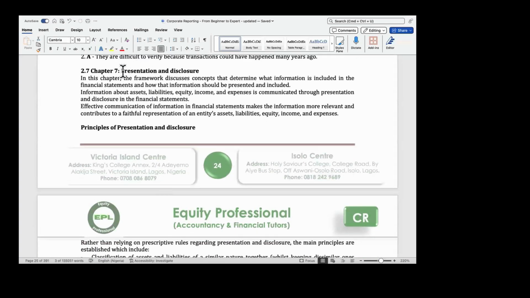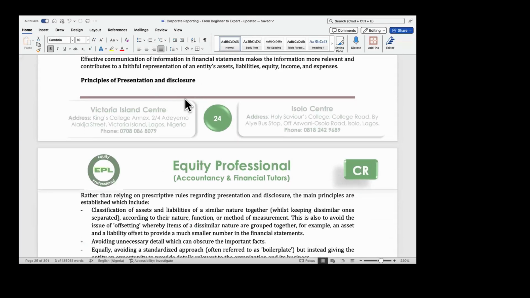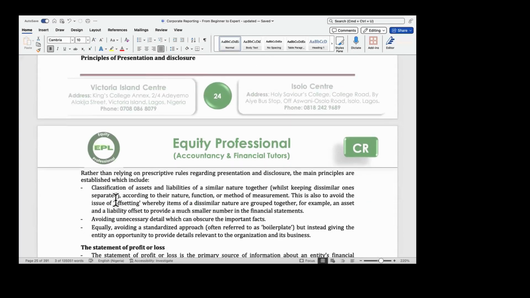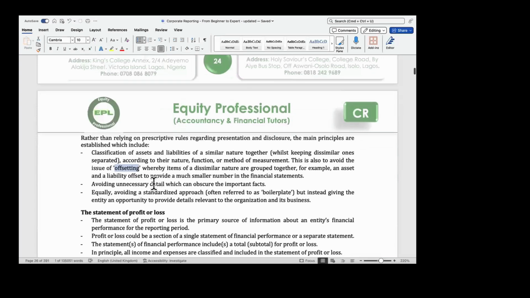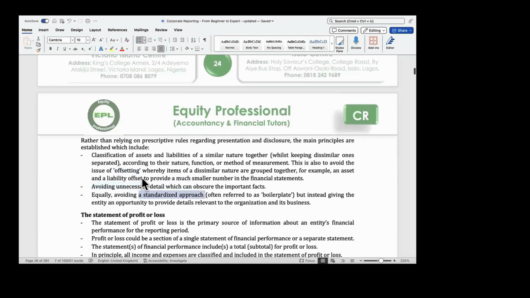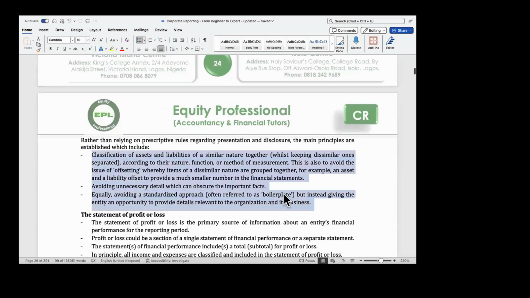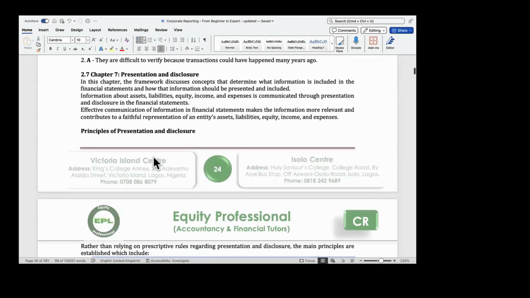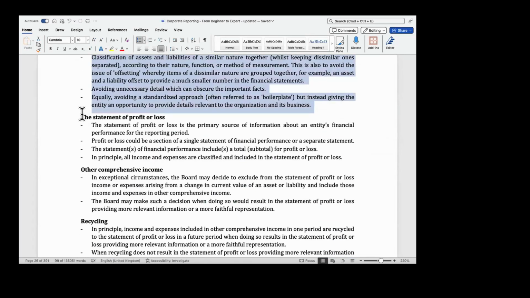Now, chapter 7, the focus of this one is these elements we are talking about. They have to be presented properly. There are some principles they mentioned here: when you're presenting these elements, don't offset, you don't allow offsetting, avoid unnecessary details, and avoid a standardized approach. We are going to apply most of these principles as we move on. But the core of what chapter 7 is looking at, first, he clarified that, yes, income and expenses are included in P&L.